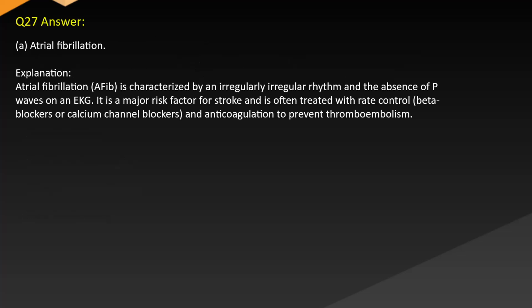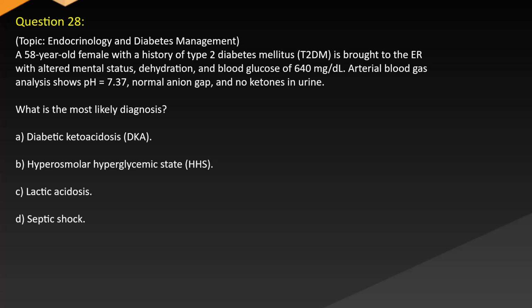Answer: A. Atrial fibrillation. Explanation: atrial fibrillation (AFib) is characterized by an irregular rhythm and the absence of P waves on an ECG. It is a major risk factor for stroke and is often treated with rate control, beta blockers, or calcium channel blockers, and anticoagulation to prevent thromboembolism. Question 28. Topic: Endocrinology and diabetes management.